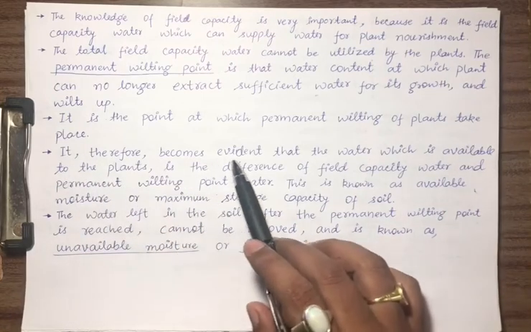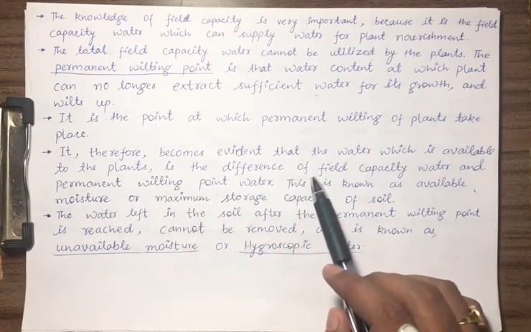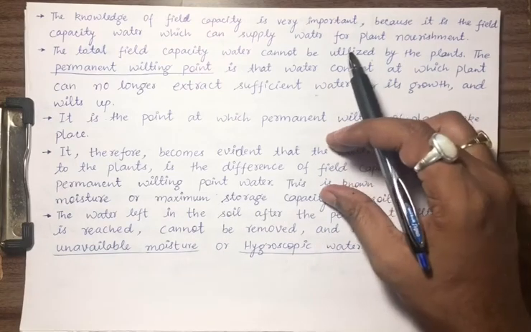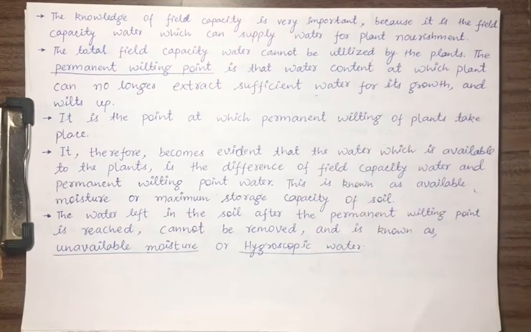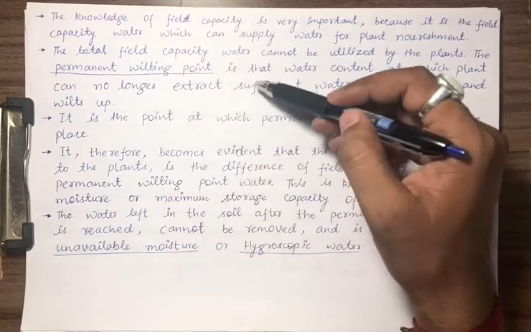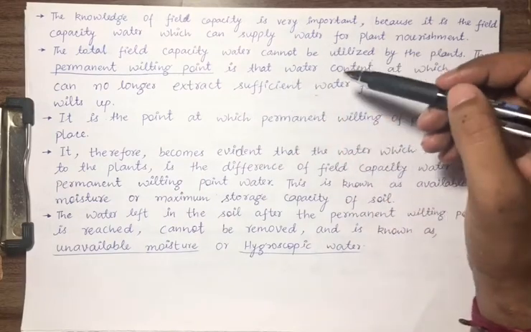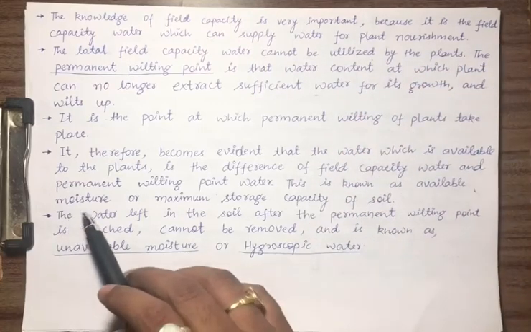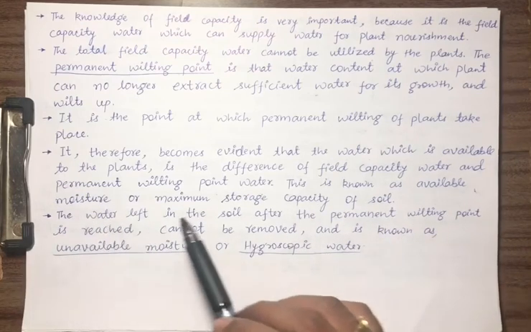It therefore becomes evident that the water which is available to the plants is the difference of field capacity water and permanent wilting point. So for the growth of plants, what is the water content available? It should be greater than permanent wilting point and it should be up to field capacity. So the difference between field capacity and permanent wilting point is the water which is available for plant growth. This is known as available moisture or maximum storage capacity of the soil. So this will be available moisture to the plants.